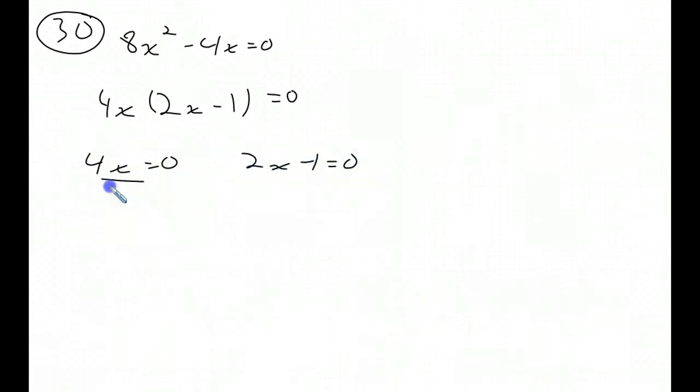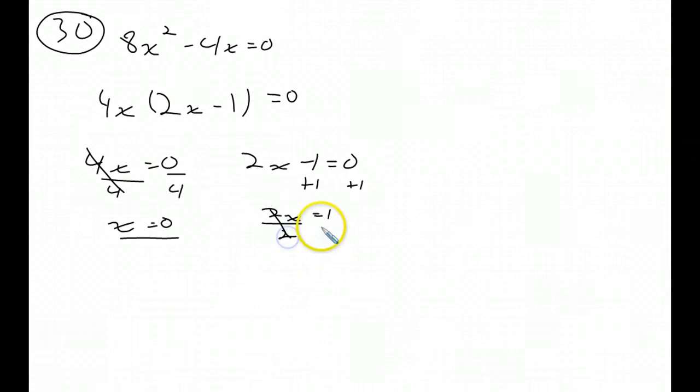So take both of those somethings and set them equal to 0. In this one, if I divide by 4 on both sides, 4 divided by 4 is 1, 0 divided by 4 is 0, so x equals 0 is one solution. This side, add 1 to both sides, left with 2x equals 1, divided by 2, x equals 1/2. So you have 1/2 and you have 0, those are your two solutions for number 30.